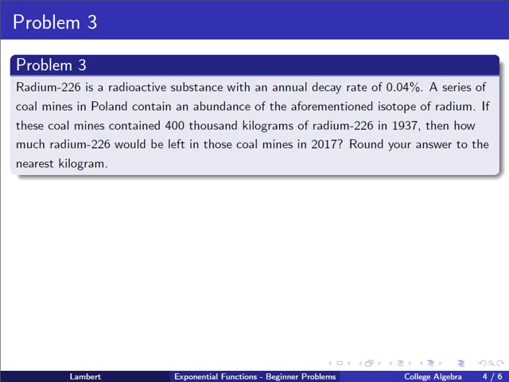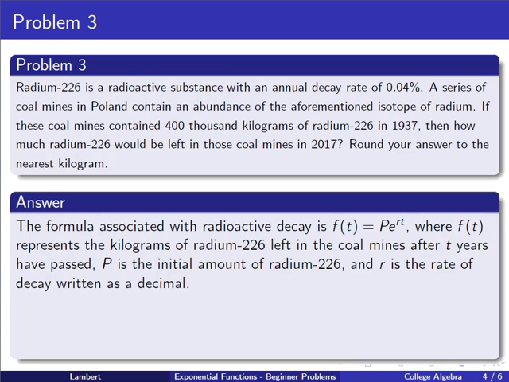So taking a look at this, we need to use a formula that corresponds to annual decay rates of radioactive substances. And the way to do that is to look at the formula which we call PERT, and that's F of t equals P times E raised to the RT power, where F of t represents the amount of kilograms left of our original substance, which is radium-226 in this case, after t years have passed. P is the initial amount of radium-226, and R is the rate of decay written as a decimal.